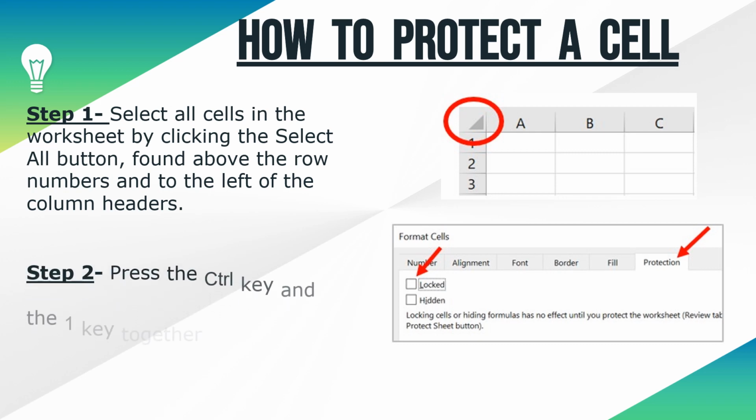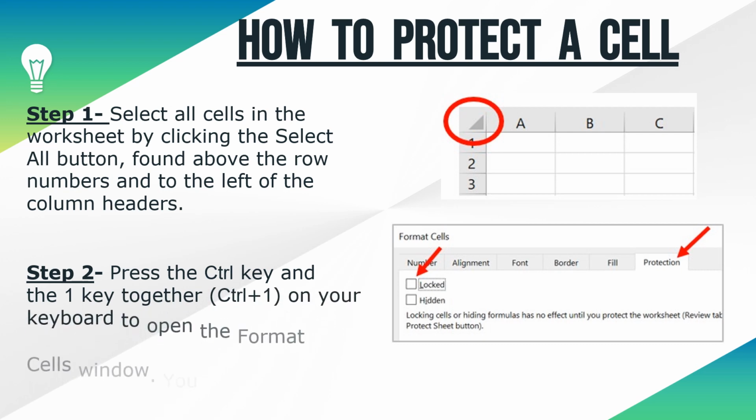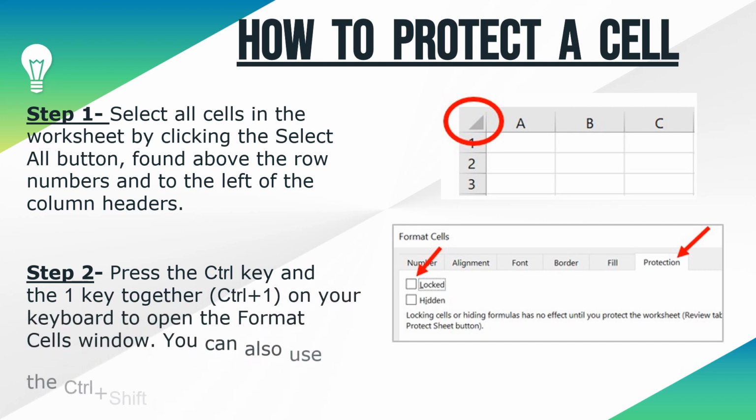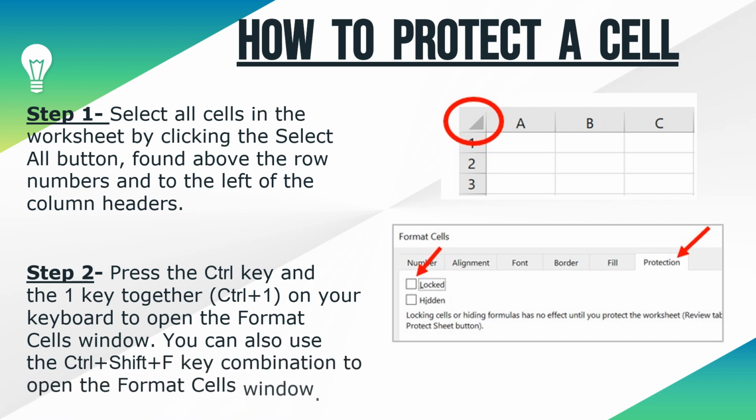Step 2. Press the Ctrl key and the 1 key together on your keyboard to open the Format Cells window. You can also use the Ctrl plus Shift plus F key combination to open the Format Cells window.